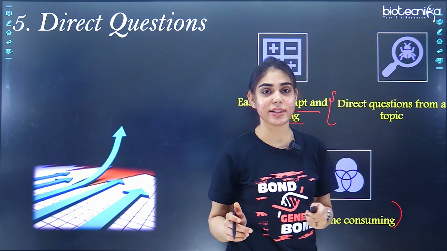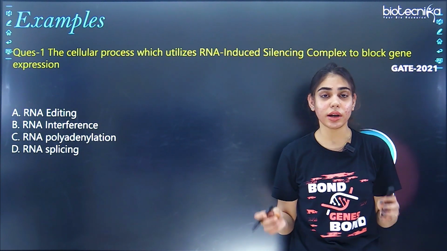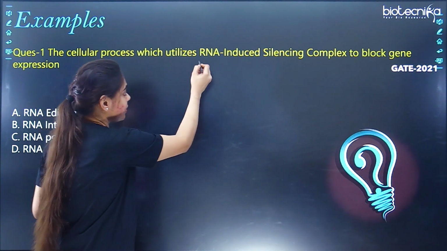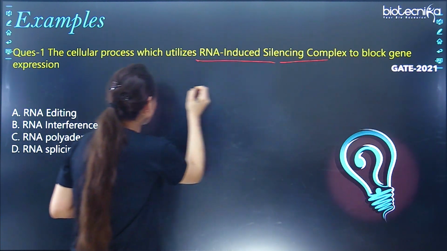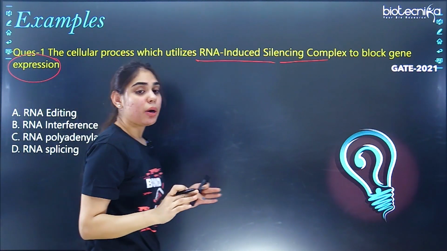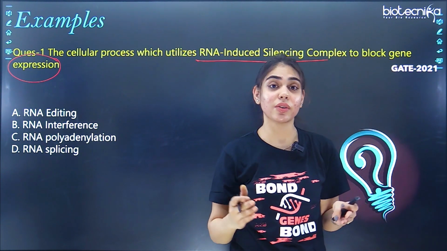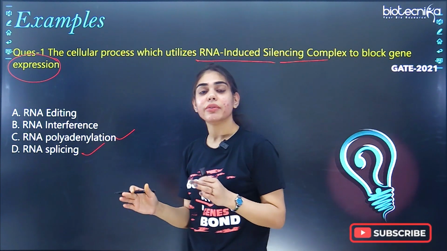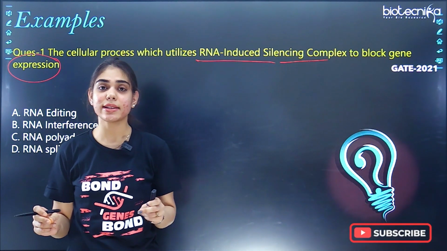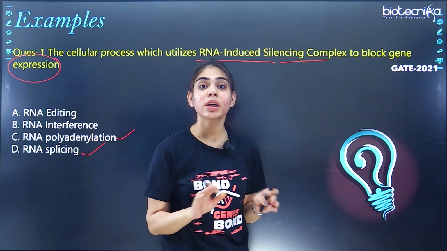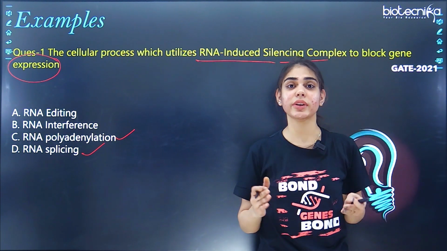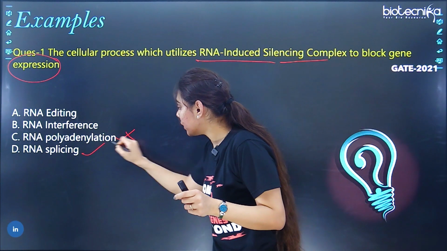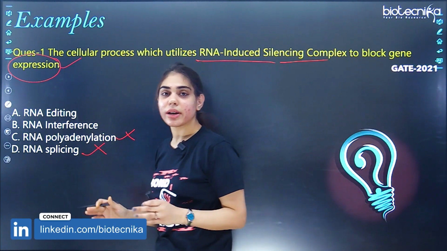Now let's see with the help of an example how to approach this type of question if you still don't know anything about the subject. What is the cellular process that utilizes RNA induced silencing complex to block gene expression? Now if you know about gene expression, it is talking about translation, but here you can see in the options it is RNA polyadenylation and RNA splicing, and we all know that adenylation and splicing are types of post-transcriptional phenomena, not translation. It is not associated with gene expression or translation. That means options C and D will be omitted from here.